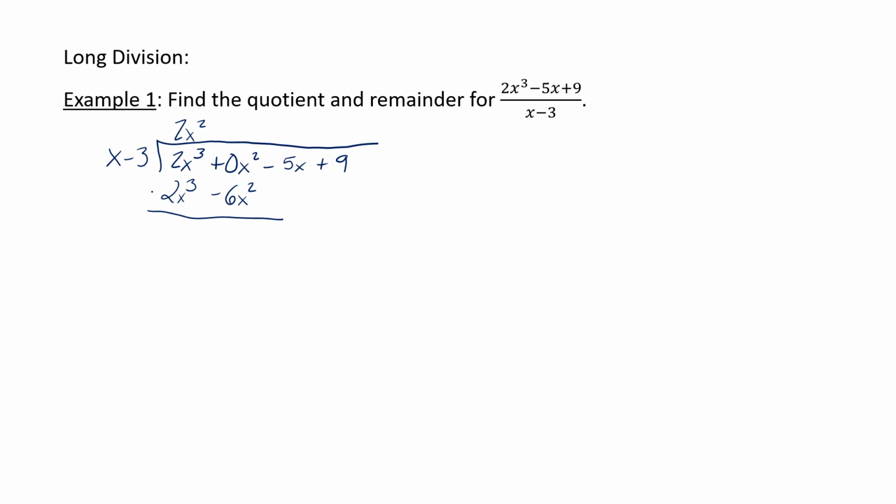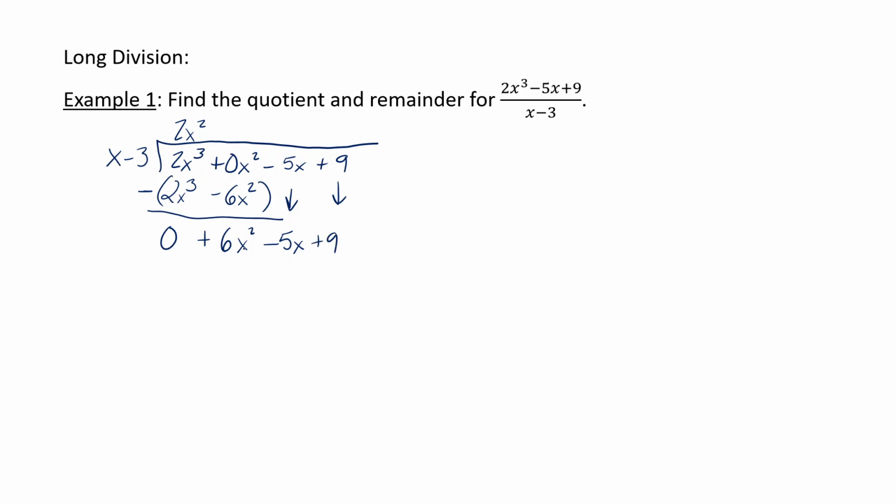Now you can see why I wanted to add that x squared here even though it had a 0 in front of it. Just like doing long division with basic numbers, we're going to subtract off this term that we just came up with. That's why I put parentheses around it, because we're subtracting off that entire thing. So 2x to the third power minus 2x to the third power gives you 0. And then 0x squared minus a negative 6x squared gives you a positive 6x squared. Now you just bring the rest of your terms down. So I'm going to bring down a negative 5x and the plus 9.